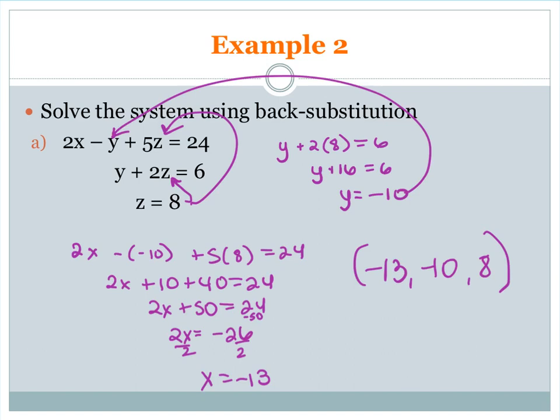Should have gotten negative 13, negative 10, and 8. Everybody good on that? So you won't get a question outright that has a triangle system, but you need to know how to do this in order to get to the next part. And when we do matrices, same thing. You need to know how to do those triangle systems.